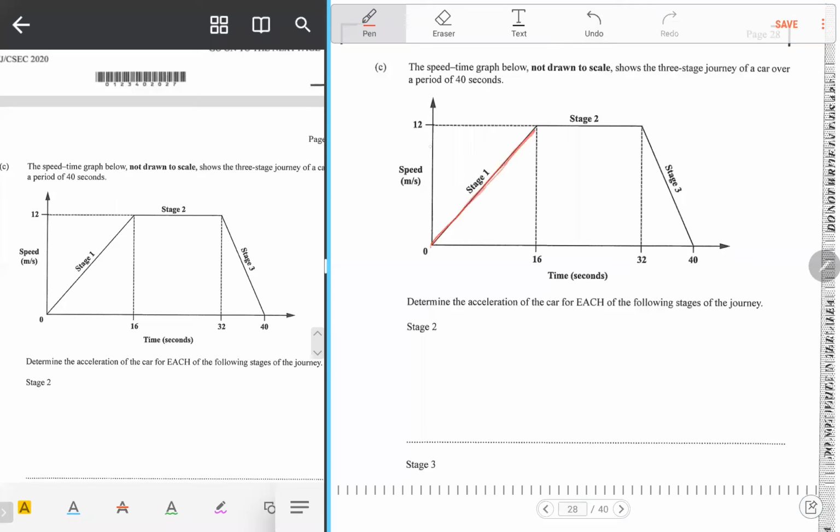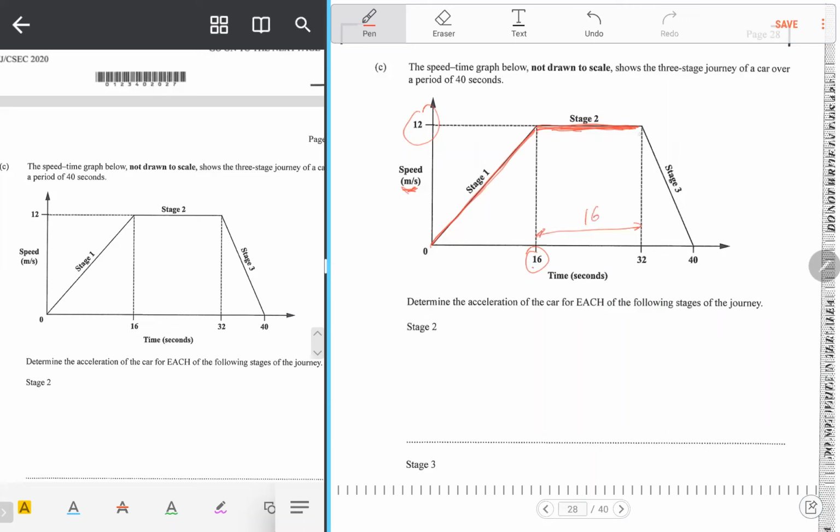And it increases speed to 12 meters per second in 16 seconds. All right? And then here now, it's going at a constant speed. So the speed is constant at 12. So it's not changing the speed. So up here now, the acceleration is 0, not increasing the speed. And it does that for 16 seconds because 16 to 32 is 16 seconds.